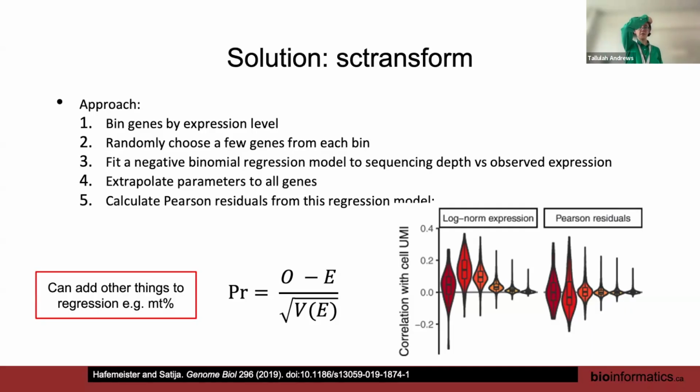The other advantage is that because it's using a regression model, you can correct for other things as well. If you want to correct for the quality of the cells, you could add something like the proportion of mitochondrial expression or the total genes detected per cell. You could also correct for batch effects. If you have samples from multiple batches, you could add the batch label to the regression model and it will correct for that at the same time.